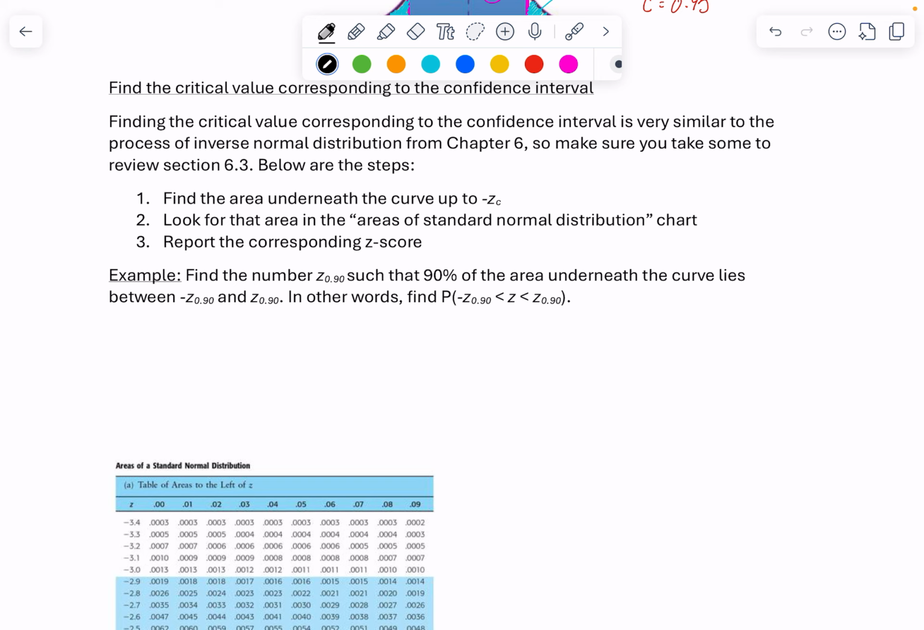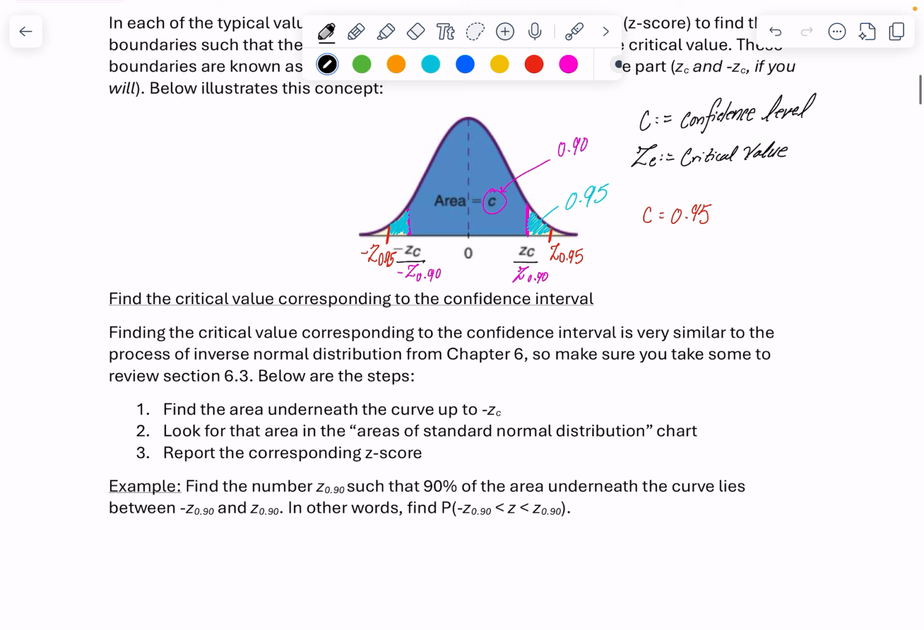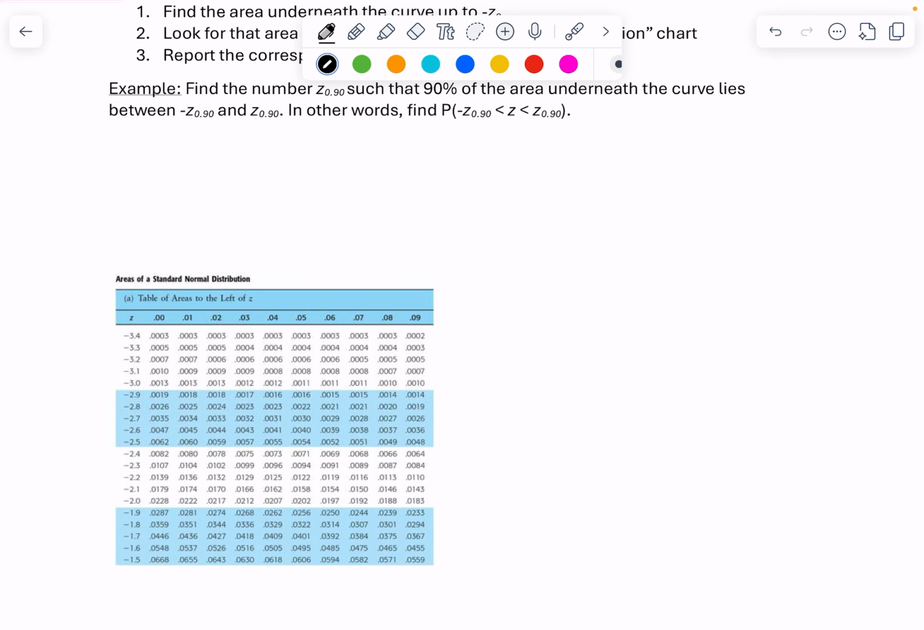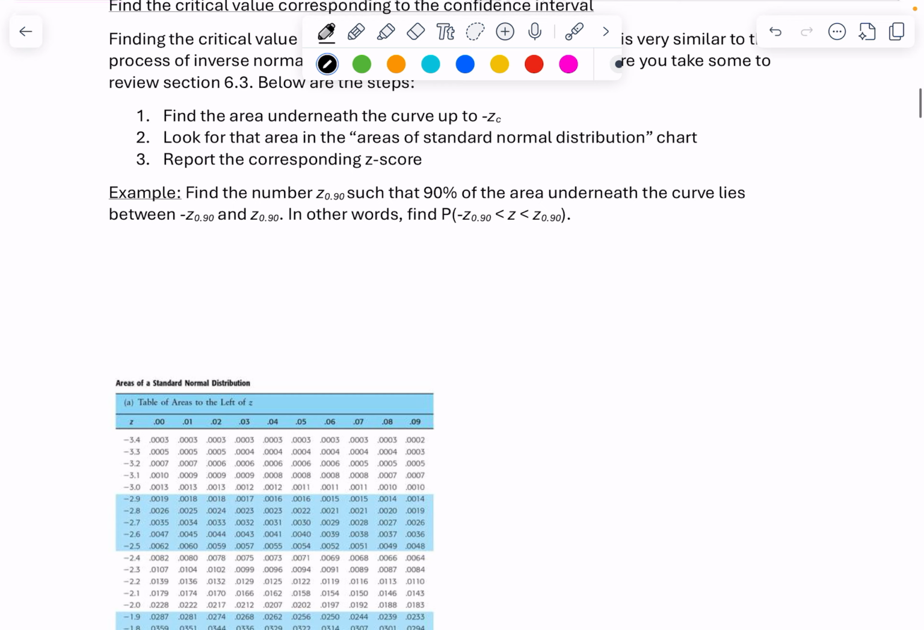So it's a three-step process when we're trying to find this critical value or this new type of z-score. First, we're going to be looking at the area underneath the curve up to the negative critical value. As we see in this previous diagram, it's symmetric about the mean, so we can use the normal left-sided areas to figure all of this out. Then we'll be looking for the areas using our chart for the areas of a standard normal distribution, and we're going to be reporting that corresponding z-score, which will be our critical value.